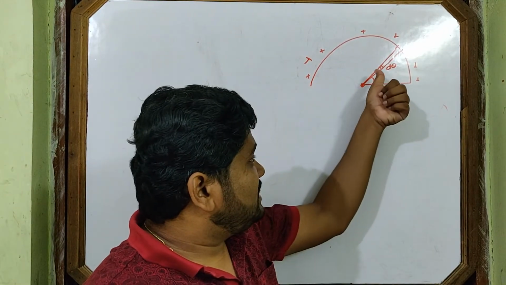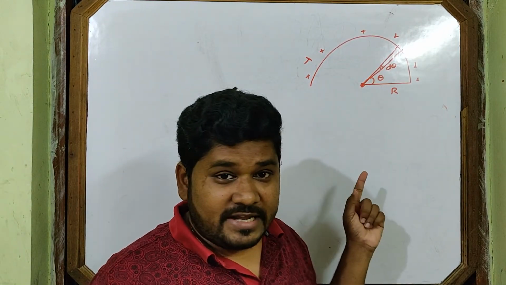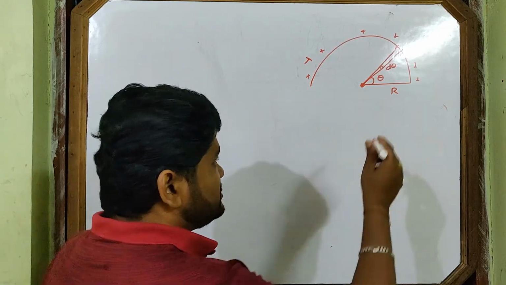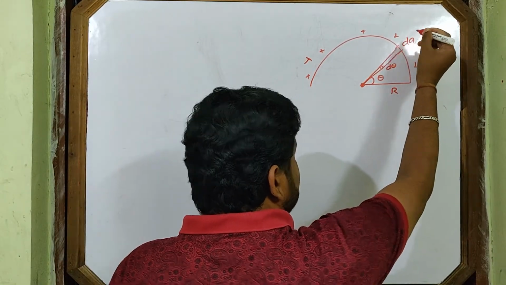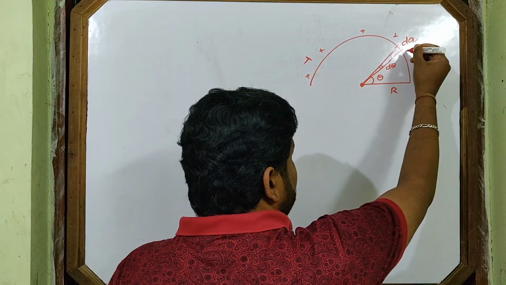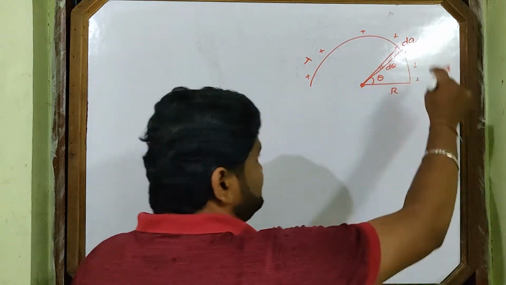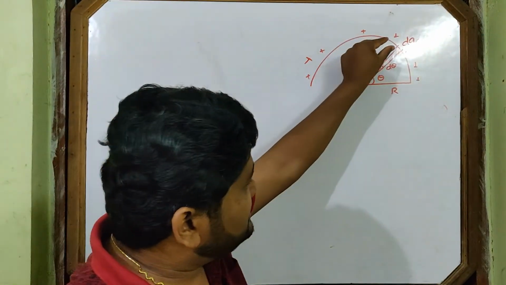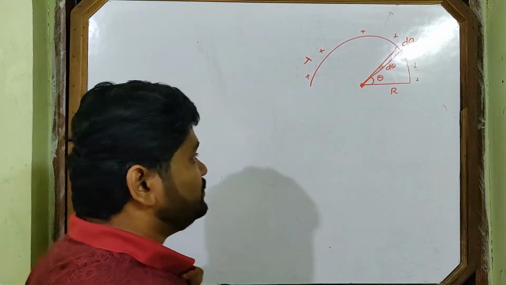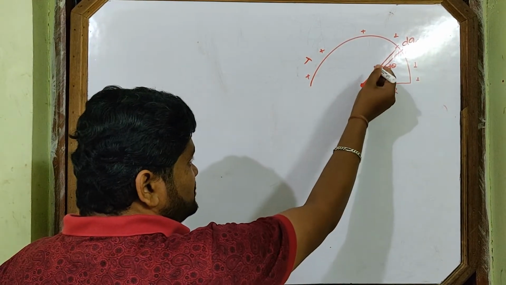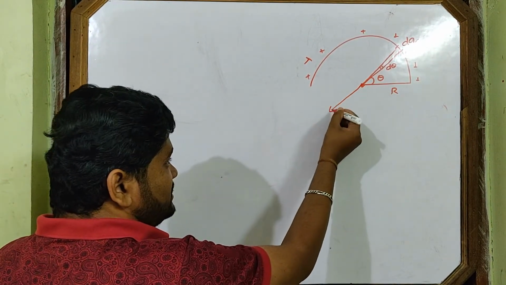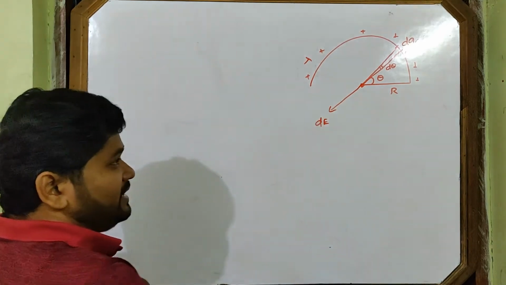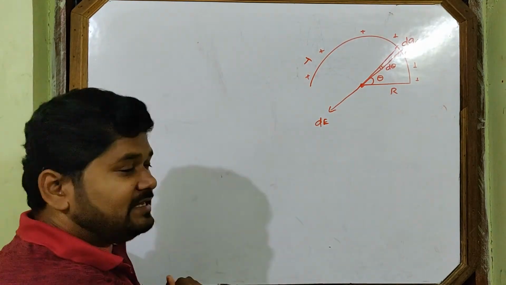At angle theta, at the center, taking central angle d theta, I consider a small section. Its charge is dq and its width is dl. So it's positive, so the electric field direction will be here, dE.